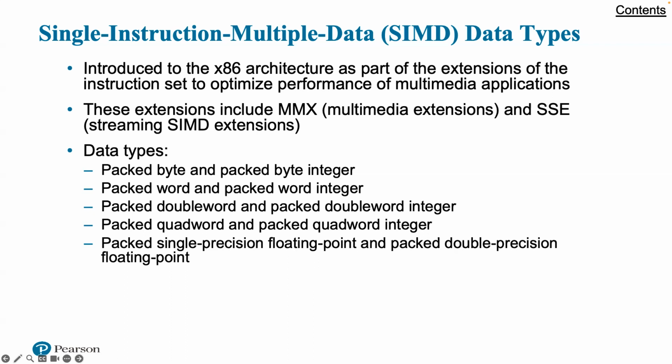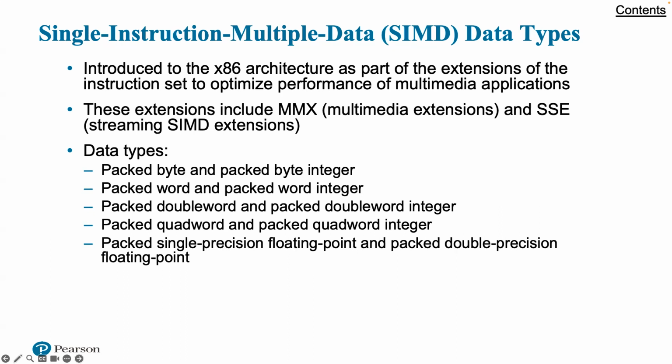The data types are as follows: packed byte and packed byte integer, packed bytes packed into 64-bit quad words or 128-bit double quad words, interpreted as a bit field or as an integer. There's the packed word and packed word integer, 16-bit words packed into a 64-bit quad word or a 128-bit double quad word, interpreted as a bit field or as an integer. Then there's the packed double word or packed double word integer, or 32-bit double words packed into a 64-bit quad word or a 128-bit double quad word, interpreted as a bit field or as an integer.